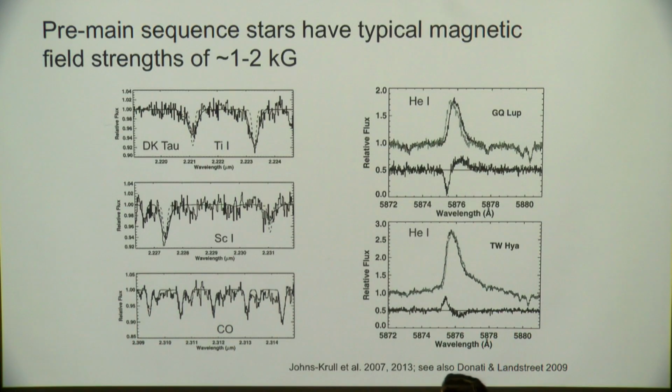So here on the left is one object, DK Tau, looking at different lines that are sensitive to the Zeeman effect. The broken line corresponds to a model with no magnetic field, and the solid lines correspond to a model with a magnetic field of about 3 kilogauss. Here in black, we have the right circularly polarized emission, and then the left in gray, and the difference between the two for GQ Lup and TW Hydra in helium-1. GQ Lup is measured to have the strongest magnetic field of a T-Tauri star, 6 kilogauss, and TW Hydra has a 2 kilogauss magnetic field.